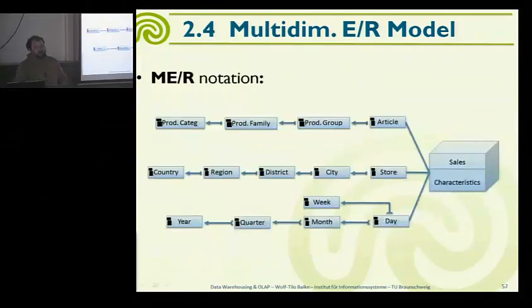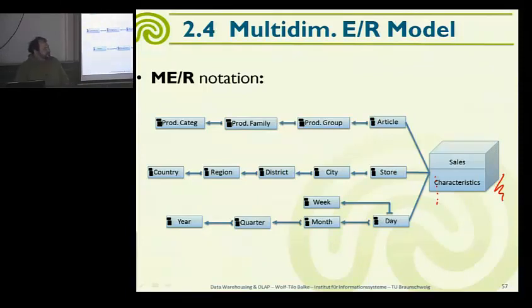So what you could do in multidimensional ER is that you basically say, okay, I will look at sales. Sales is my subject orientation. And I have a certain number of characteristics. These are the measures of sales. I want to measure sales by the quantity. So how many items of some product were bought, right? The price, the revenue that I created, the taxes that I took. All valid measures that go well with sales, right?